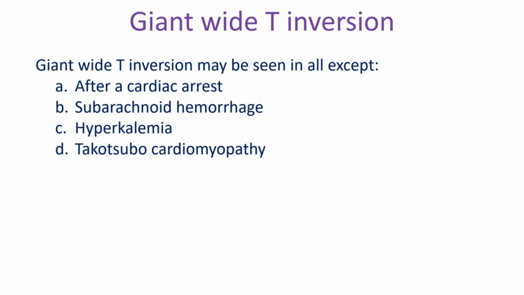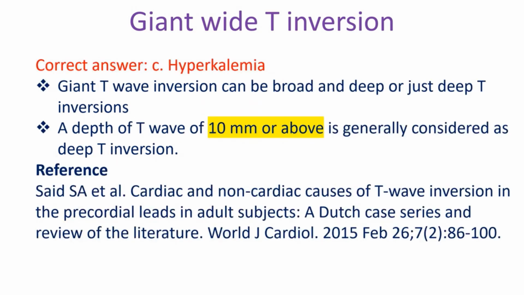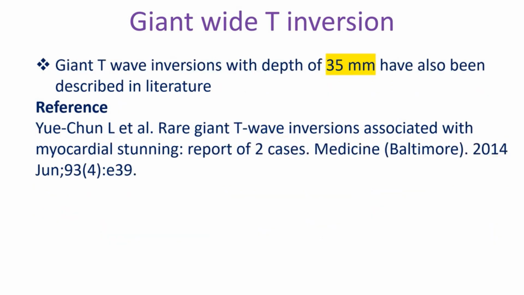Giant T-wave inversion may be seen in all except A. After a cardiac arrest, B. Subarachnoid hemorrhage, C. Hyperkalemia, D. Takotsubo cardiomyopathy. Correct answer C. Hyperkalemia. Giant T-wave inversion can be broad and deep or just deep T inversions. A depth of T-wave of 10 mm or above is generally considered as deep T inversion. Giant T-wave inversions with depth of 35 mm have also been described in literature.